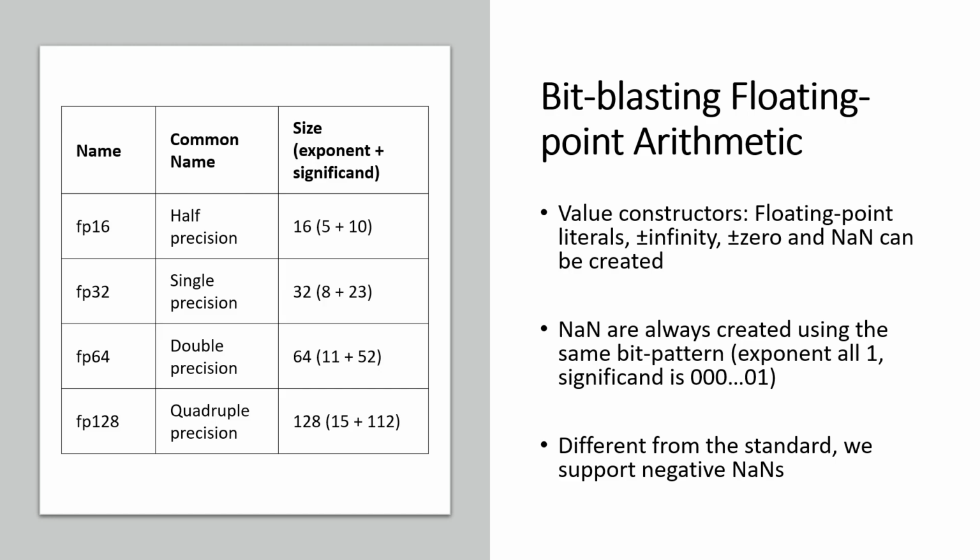For NaNs, we always use the same bit pattern: exponent all 1 and significand all 0s with the last bit 1. This is the main difference from our floating point API to the SMT standard. In the SMT standard, you cannot have negative NaNs.